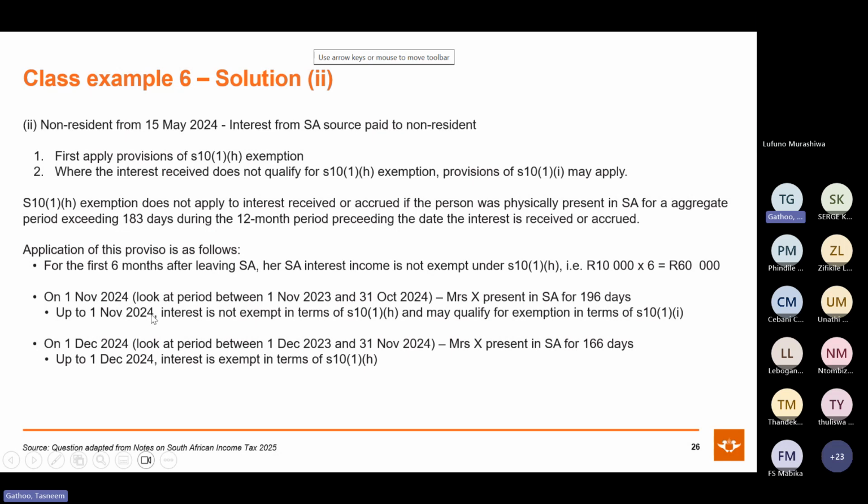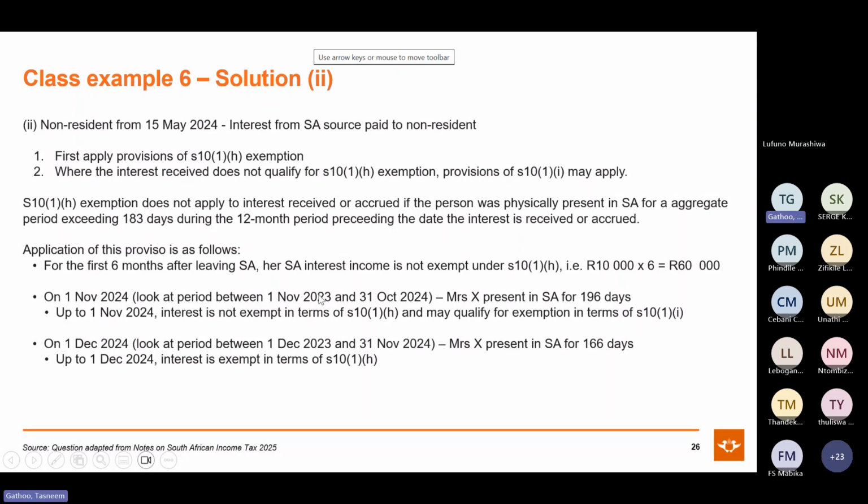And if we calculate between the 1st of November 2023 and the 31st of October, she was present in South Africa from the 1st of November to the 14th of May in that 12-month period. So we physically need to count how many days there are between the 1st of November and the 14th of May. And that gives us 196 days, right?